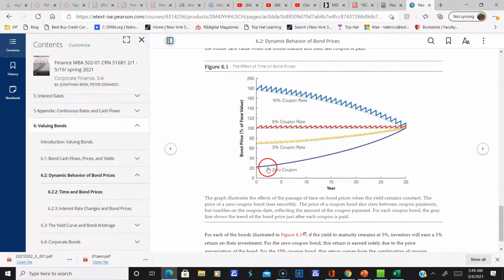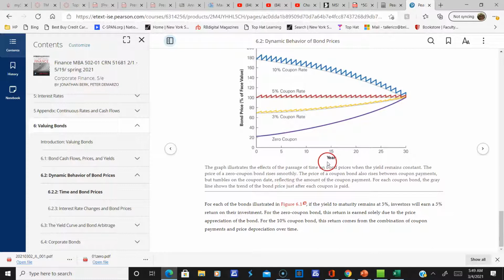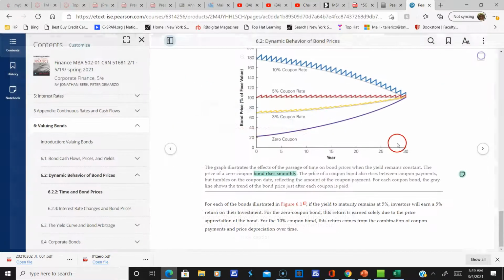All right, so I hope everyone's clear. The graph illustrates the effects of the passage of time on bond prices. When the yield remains constant, the price of a zero coupon bond rises, and as I showed you here, it goes up smoothly, right? It goes up smoothly. Remember, zero coupon bonds don't pay coupons. The price of a coupon bond also rises between coupon payments, but tumbles on the coupon date, reflecting the amount of the coupon payment.